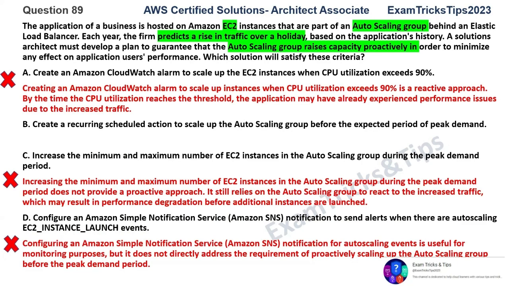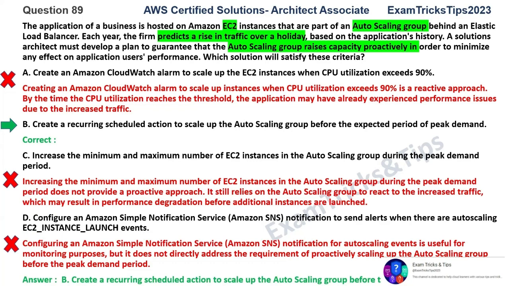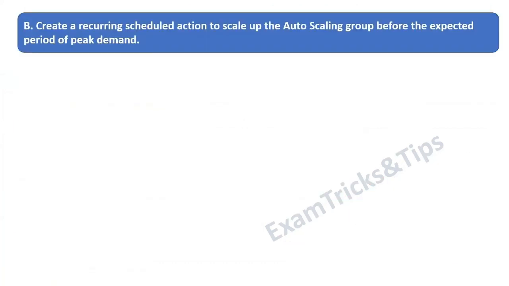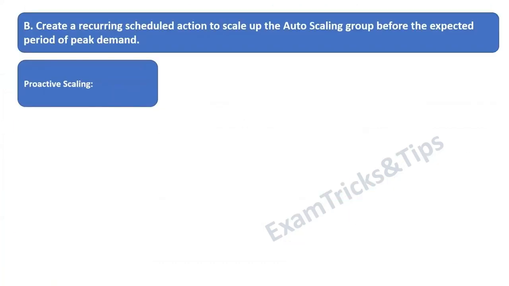When this rise in traffic is expected, we should create a scheduled action and a recurring one so that every time this happens, if there are multiple holidays, we can cater to that. So that's the correct answer, option B. Let me do a deeper dive on how this option is the correct one. The first one, obviously, the whole key point of this particular solution is proactive scaling. So when we are scheduling actions to allow the auto scaling group to scale out resources proactively, it ensures the additional capacity is available before the actual traffic spike occurs.